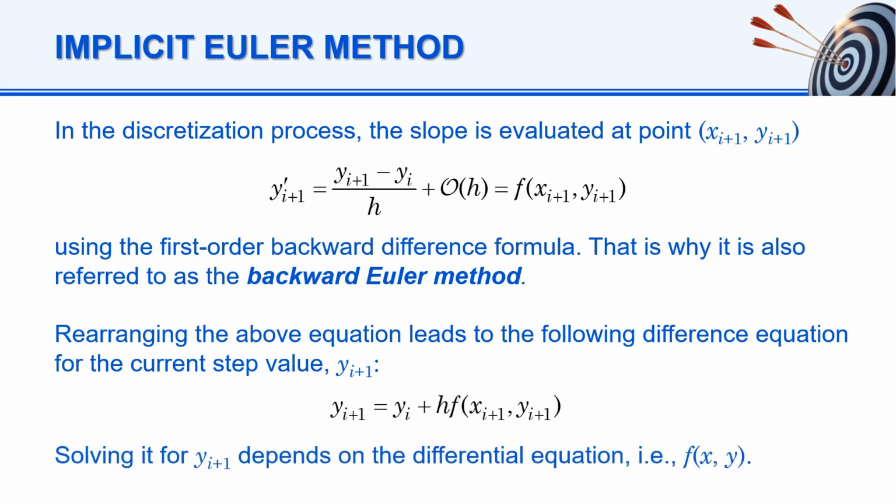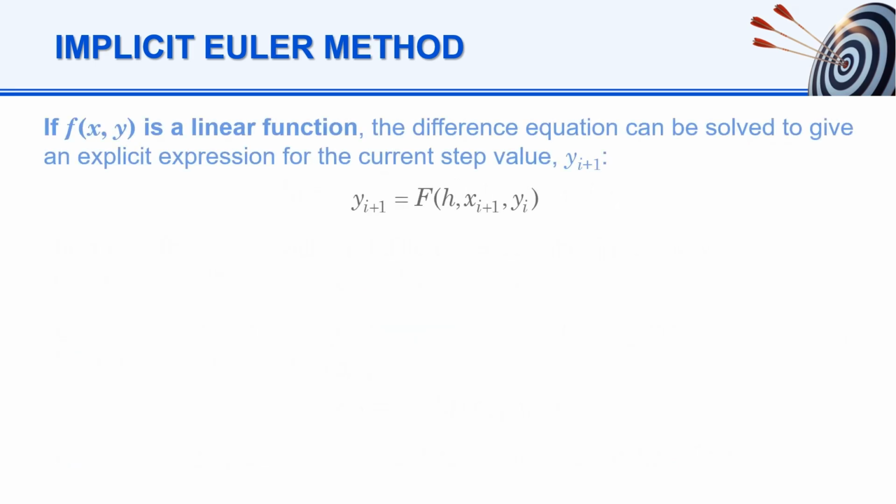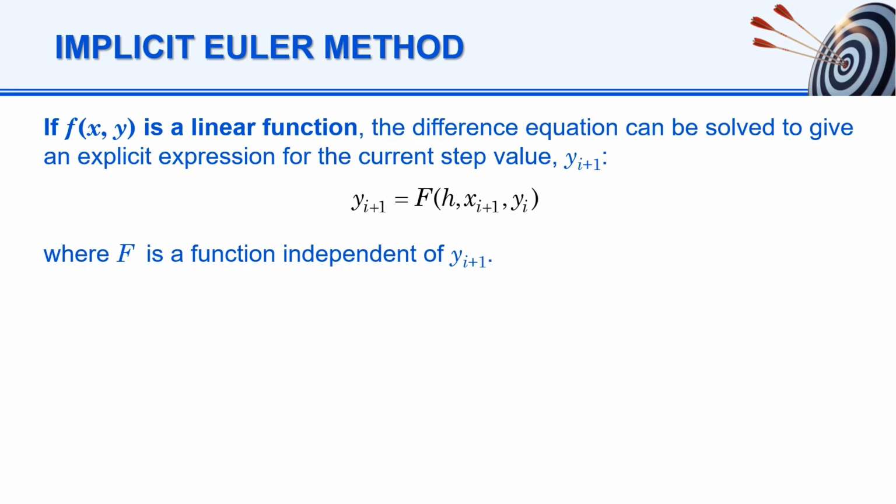Solving it for the current step value depends on the differential equation. If f(x,y) is a linear function, the difference equation can be solved to give an explicit expression for the current step value, y_{i+1}, where f is a function independent of the current step value.